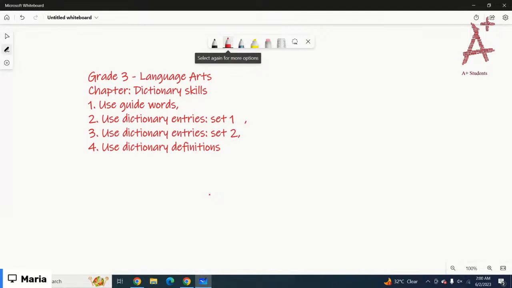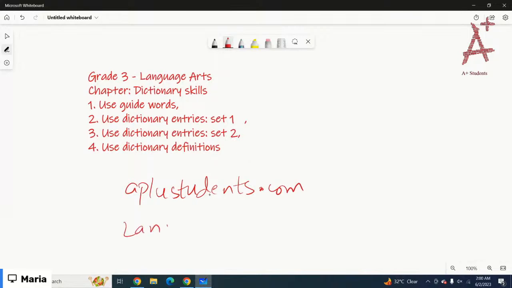You can find all the lessons on aplusstudents.com. You have to log in there using your email address, and the password is provided by the administrator. Then you have to select language arts from the subject tab. Scroll down to grade 3 and then click on view all lessons. There you can find a list of the chapters.